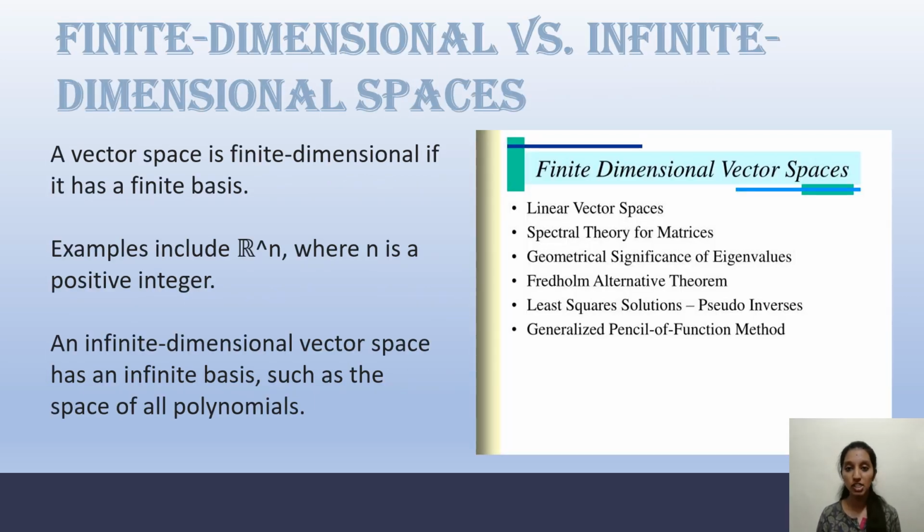Finite dimensional versus infinite dimensional spaces. A vector space is finite dimensional if it has a finite basis. Examples include R^n, where n is a positive integer. An infinite dimensional vector space has an infinite basis, such as the space of all polynomials.